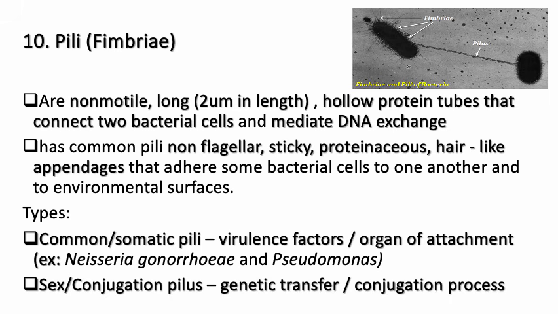surface or cells. In terms of type, the common or somatic pili is used as a virulence factor of certain types of bacteria, and it is also used as an organ of attachment. Examples of bacteria that produce common or somatic pili are Neisseria gonorrhoeae and Pseudomonas species. Another type of pili or fimbriae is the sex or conjugation pilus, which is commonly used to transfer genetic material through the conjugation process.